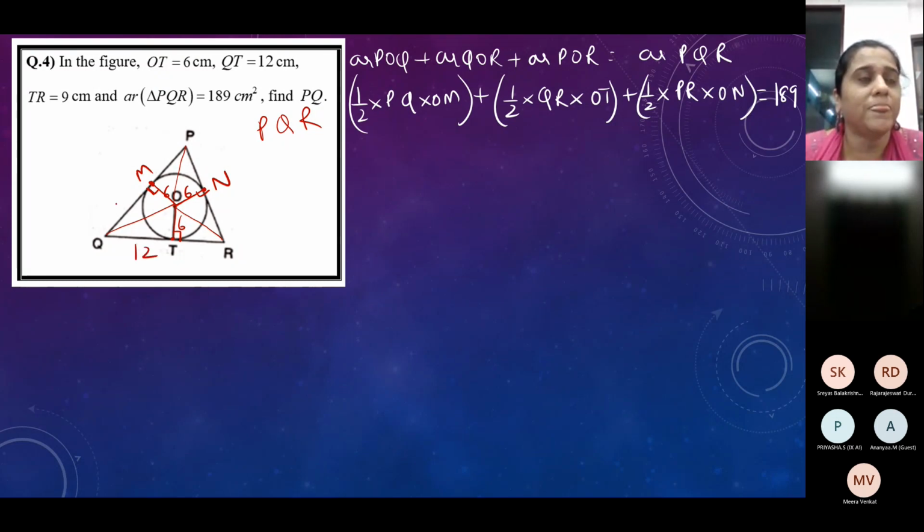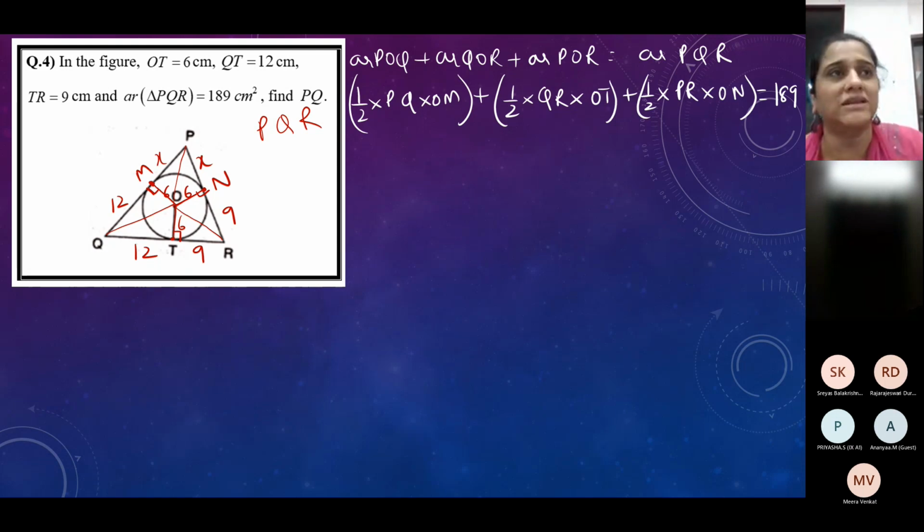Then how much is QM? I should have done this before I wrote the half base into height. QT is 12, so QM is also 12, correct? Tangents from an external point of the circle are equal. Then TR is 9, so NR is also 9, correct? Yes. Now what is not known? PM and PN. So let's call PM X, so PN is also X, because tangents from the same external point of the circle are equal.